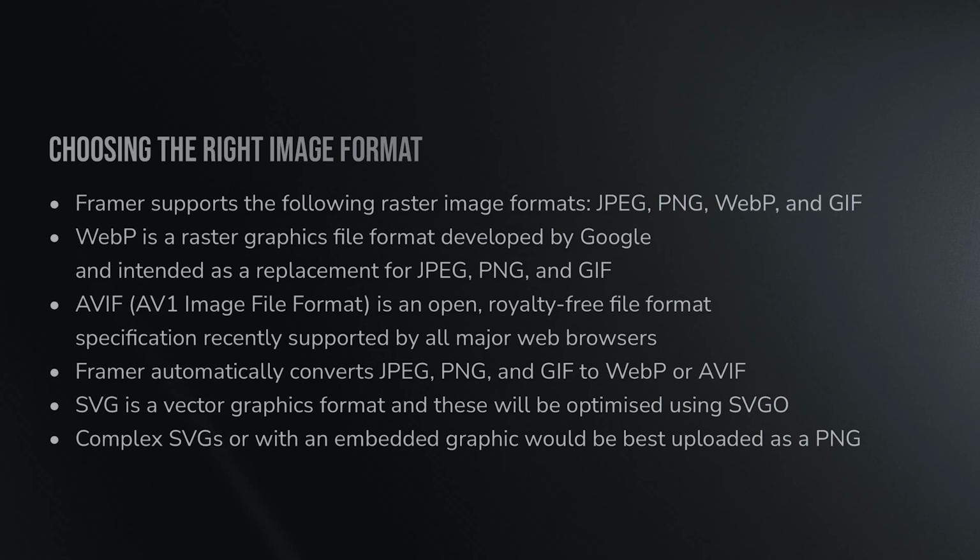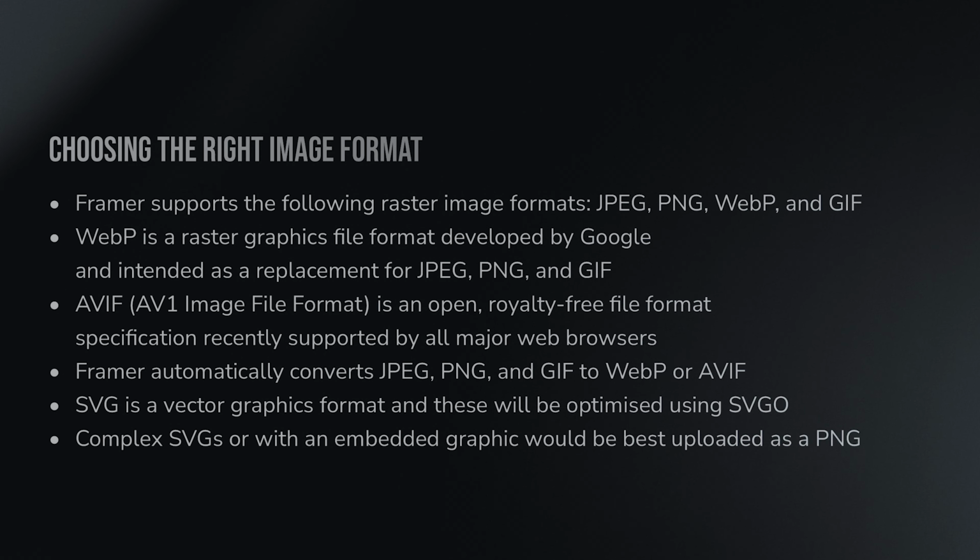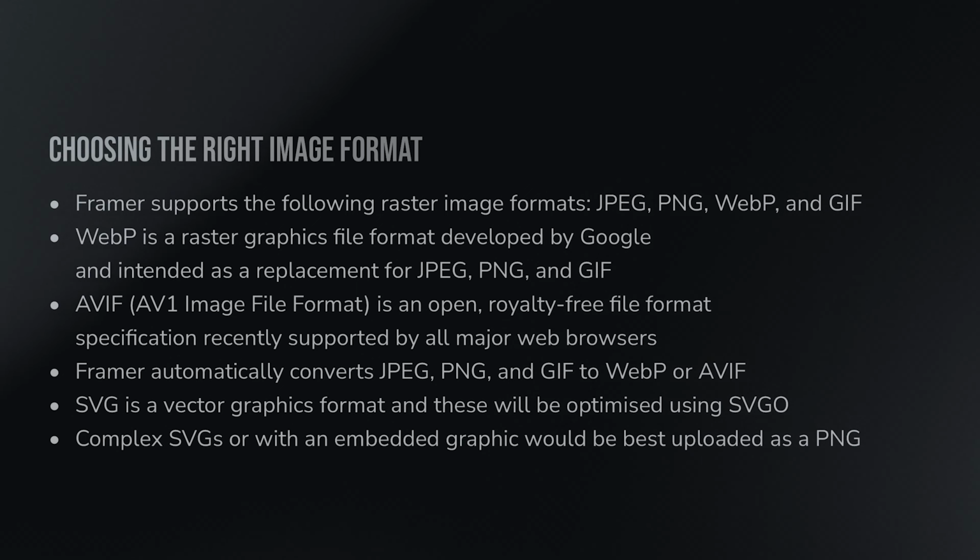WebP is a raster graphics file format developed by Google, and it's meant to replace JPEG, PNG, and GIF. This is an image format that's optimized for the web. And then there's the AV1 image file format, or AVIF, recently supported by most or all major web browsers. WebP and AVIF are recommended for the web, and Framer automatically converts raster images like JPEG, PNG, and GIF to WebP or AVIF.